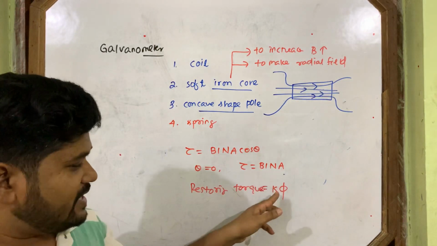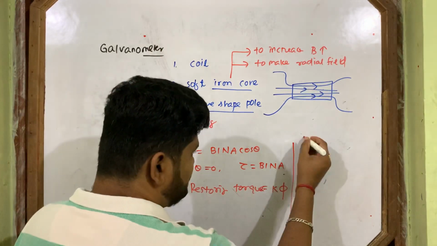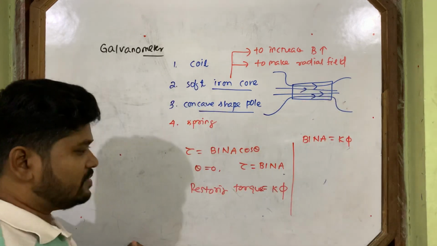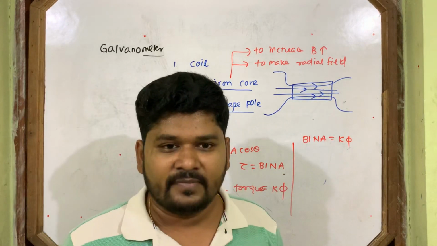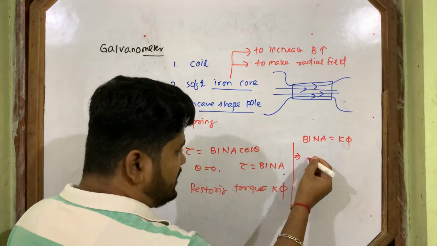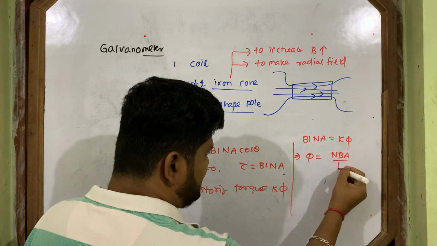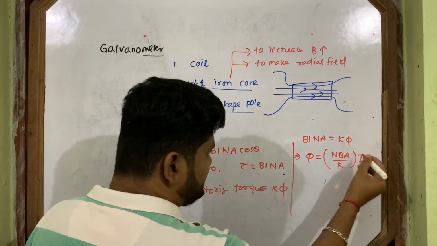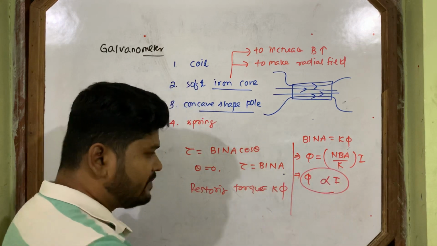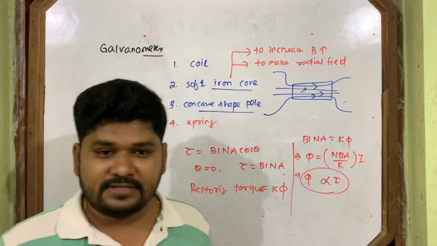In equilibrium, NIAB is equal to K phi, and the pointer comes to rest. That is the equilibrium condition. So phi is equal to NAB by K into I. Phi is directly proportional to I. If there is a current flow, then there is deflection.